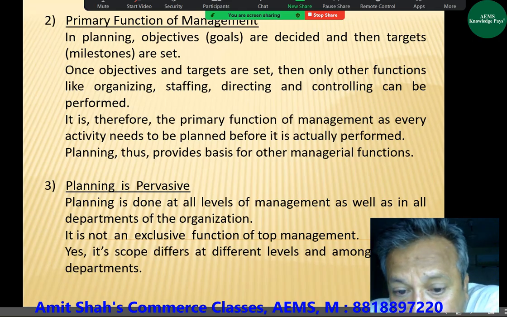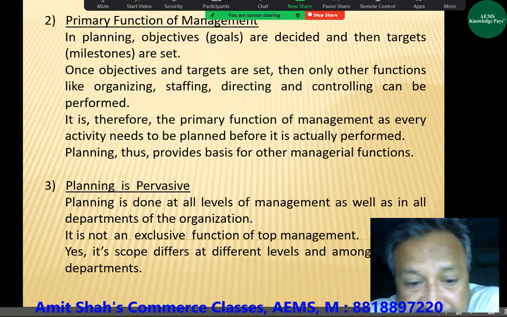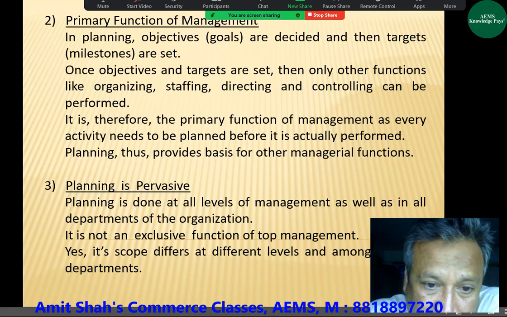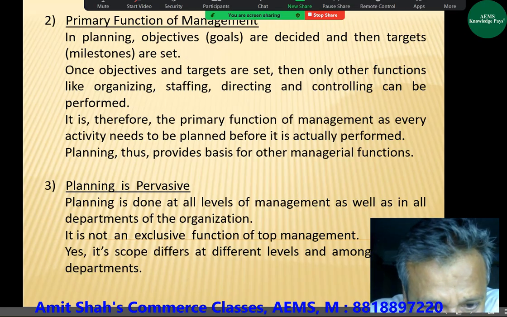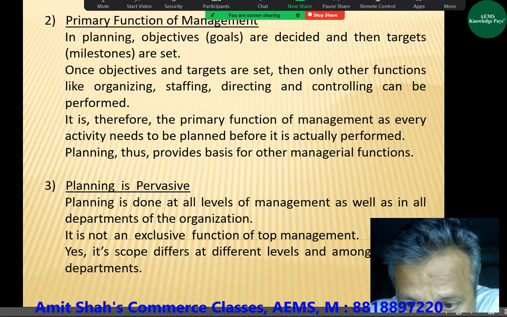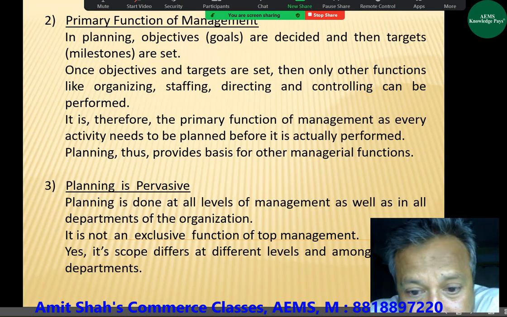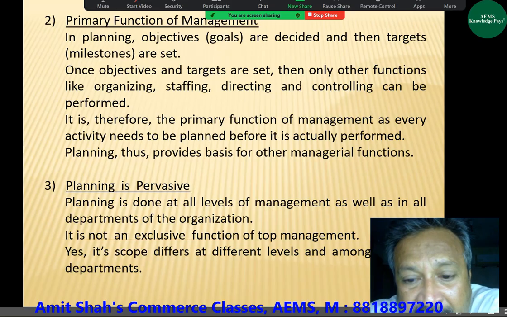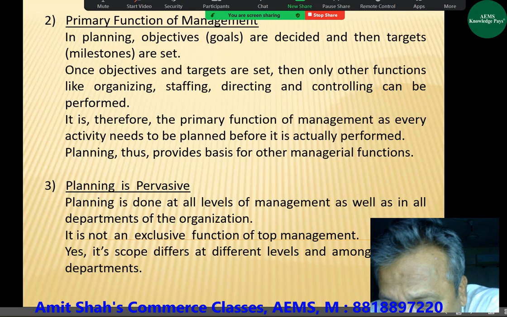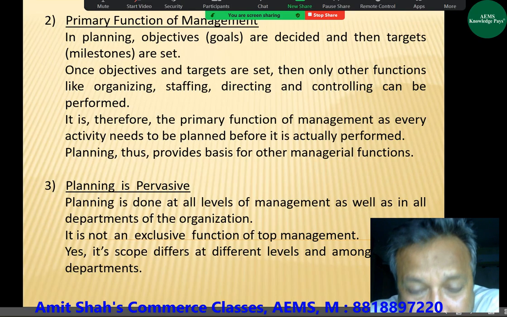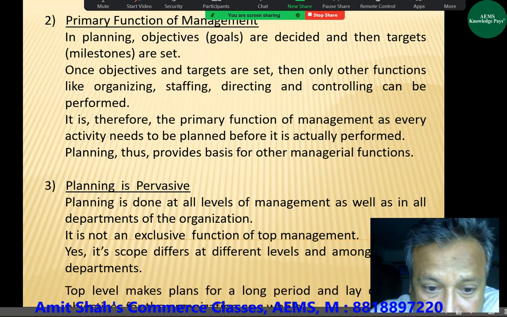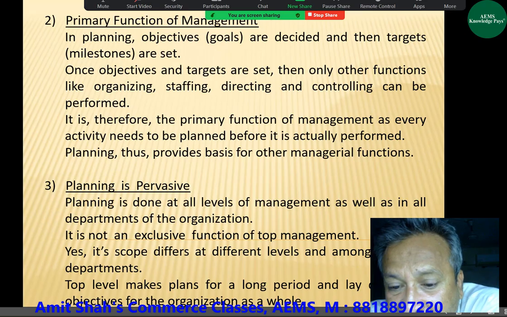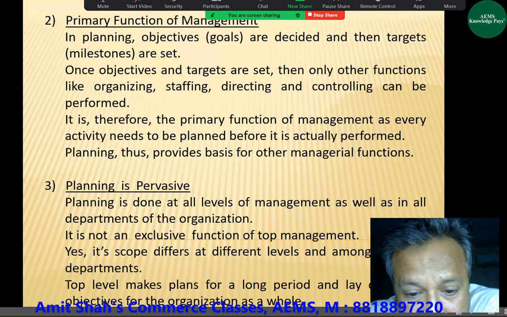Yes, its scope differs at different levels and among different departments. The scope of planning is different for different levels as well as different departments, because every department has different functions. So they make different plans for themselves. But plans of every department should align with the main plan or objective of the organization. Top level makes plans for a long period and lays down the objectives for the organization as a whole.